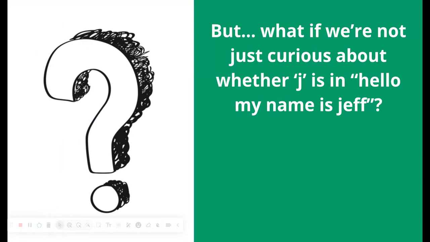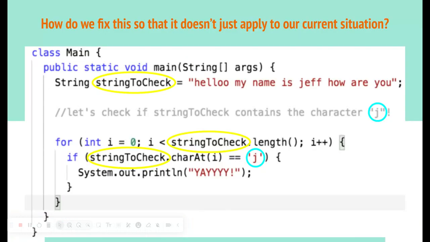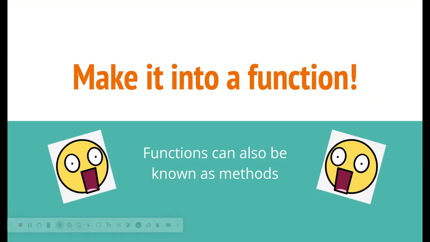But what if we're not just curious about whether j is in "hello, my name is Jeff"? We want to see if any given character is contained in any given string. So how do we fix this so that it doesn't just apply to our current situation? For example, you can see here that we're specifically talking about this specific stringToCheck, and we're specifically talking about the character j. Well, we can make it into a function.